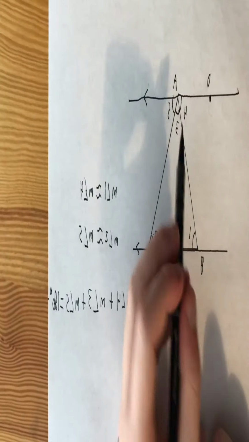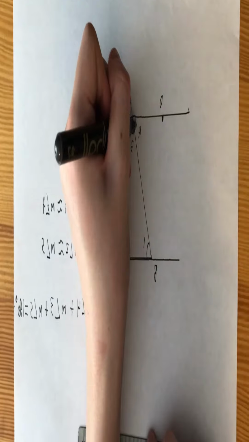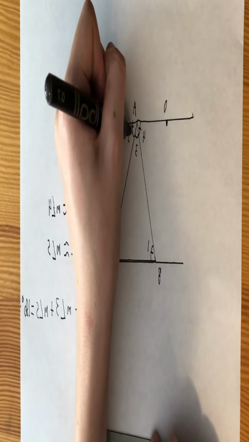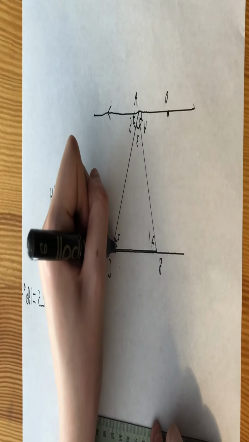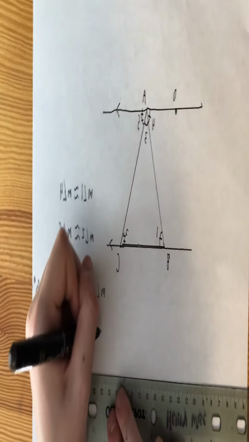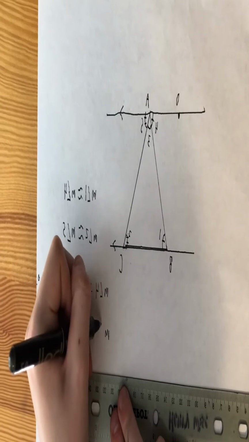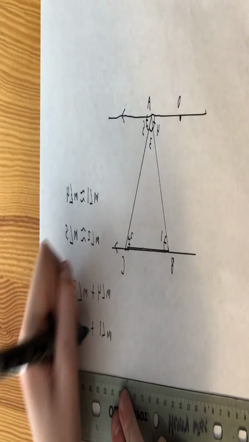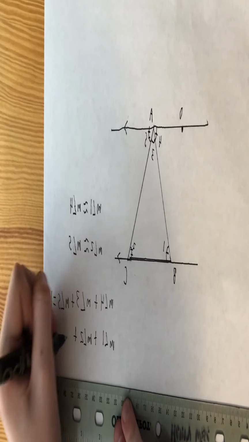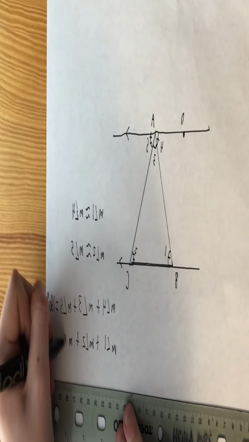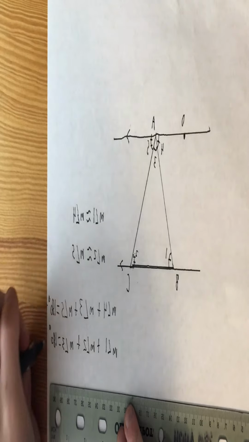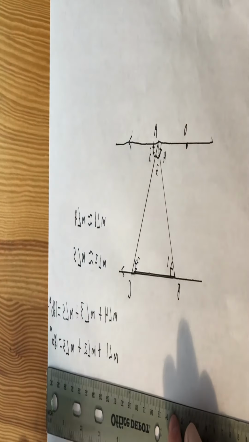Now we can substitute because angle 4 and angle 1 are congruent because they are alternate interior angles, and angle 5 and angle 2 are congruent. We can substitute them in our equation. So now let's substitute them. We'll have measure of angle 1 plus measure of angle 2 plus measure of angle 3 equals 180. Now that has proved that the three angles in a triangle add up to 180.